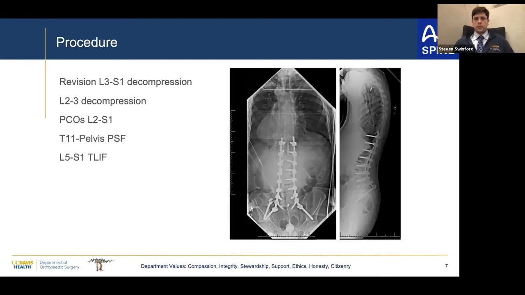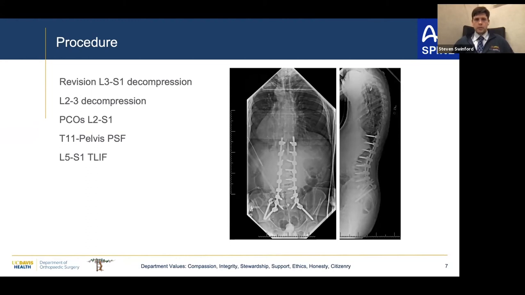So I guess if we had done a poll, we could have seen what people would like to do, but we decided to do a revision decompression L3-S1 with the new primary decompression at L2-3, posterior column osteotomies from L2 to S1 to allow for better coronal and sagittal correction, and a T11 to pelvis posterior spinal fusion with the TLIF at L5-S1.